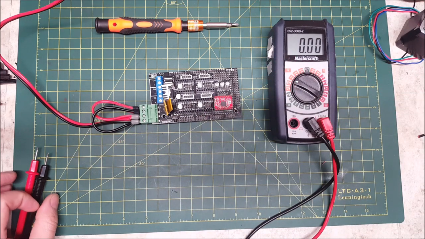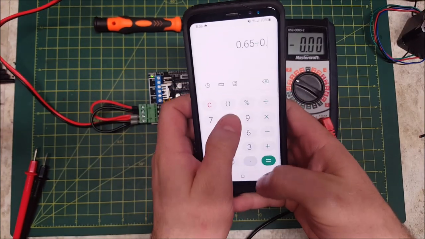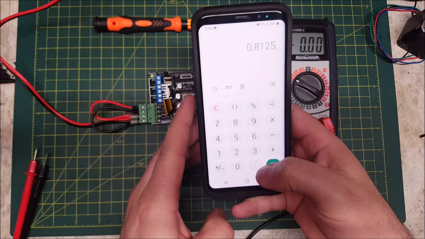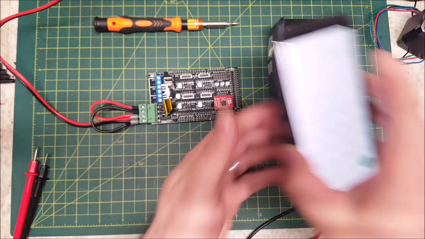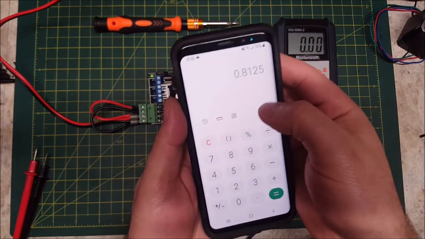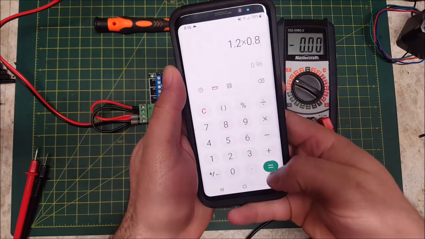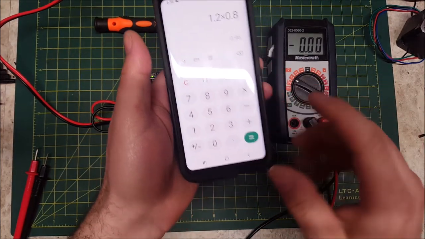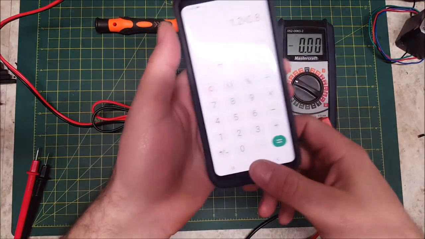So if we use our calculator, 0.65 volts divided by 0.8 equals 0.8125 amps. So that's the current going to the motor. Let's say we want to go to 1.2 amps. We need 1.2 times 0.8, which is 0.96 volts. That's what we need to measure to get 1.2 amps to the motor.